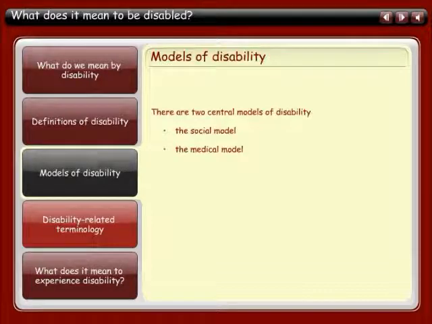The medical or individual model. It locates the problem of disability within the individual. It also sees the causes of this problem as stemming from the functional limitations or psychological losses which are assumed to arise from disability. For more information, you may wish to click on the attachment above, found at the top right of the screen.